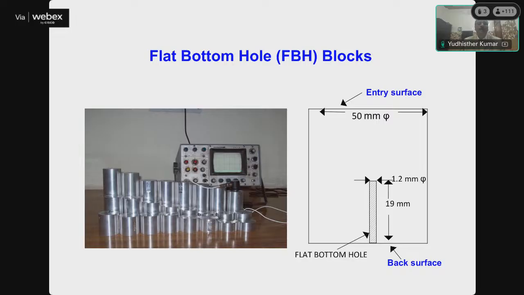For that particular application, these DAC and DGS blocks are used, and a DAC calibration curve or DGS diagrams are made for a particular material. The echo response we receive from the defect in the test object is compared using those DGS diagrams to estimate the size of the defect. So these blocks are used for making and getting the calibration curve for the DGS or DAC diagrams.